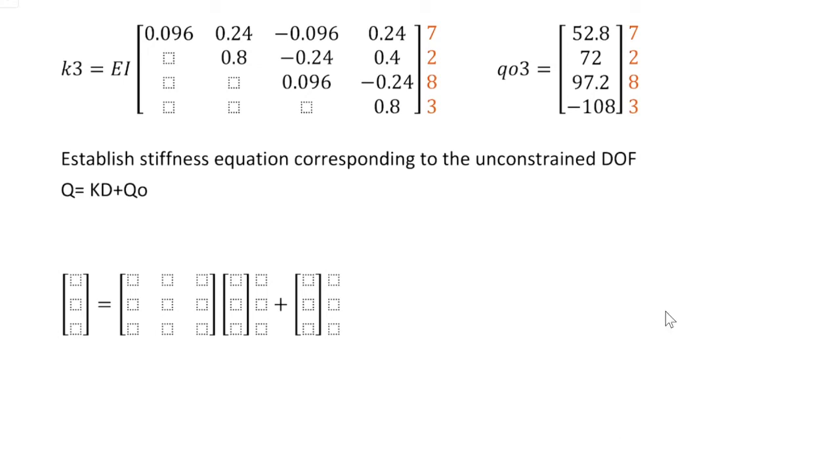So now we will continue with establishing the stiffness equation corresponding to the unconstrained degree of freedom system. I want to show you now. We will only write the stiffness equation considering the unconstrained system, because the unknown displacement, or non-zero degree of freedom, is actually in the unconstrained system only. So you don't need to write the full equation unless the question asks you to do so.